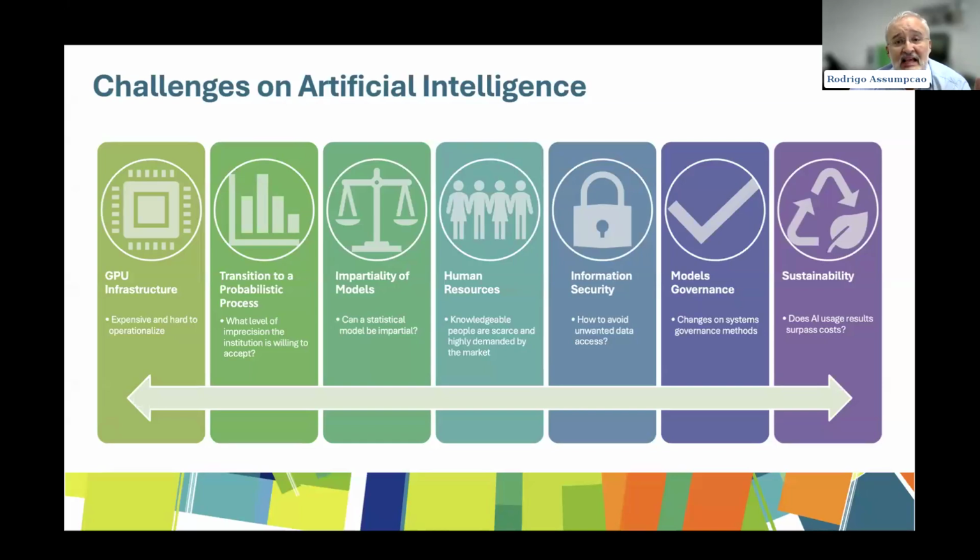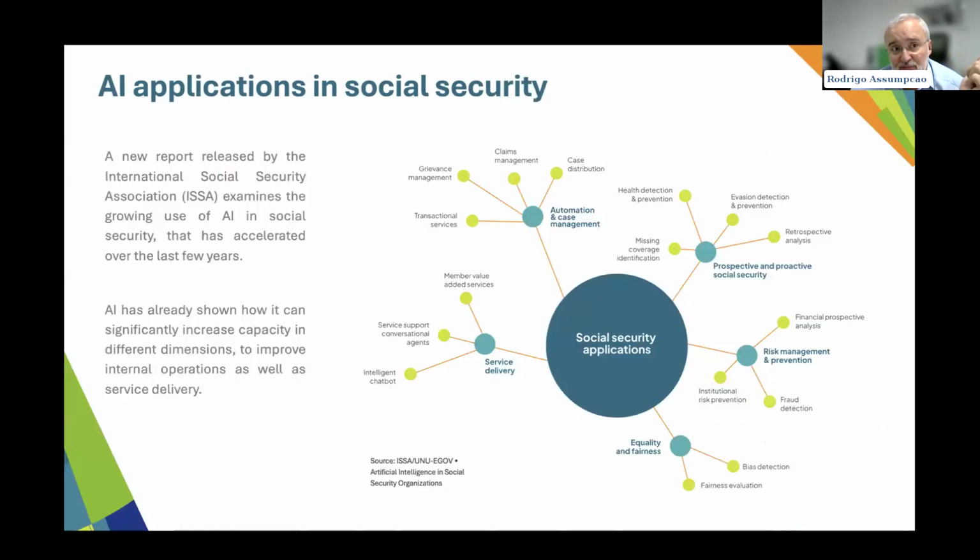So as I said, there is a challenge of structuring the infrastructure, the actual GPU structure that is going to run the systems, the mindset to transition to a probabilistic process, the discussion about the impartiality of models, the human resources that deal with all this. Of course, if you are interoperating and exchanging data at a very high level, you have new and compounded information security aspects to consider, the governance of the models, and of course, the sustainability issue, which is something I think we should talk about in the QA session, because the open AI models are one of the new developments that we really need to discuss.